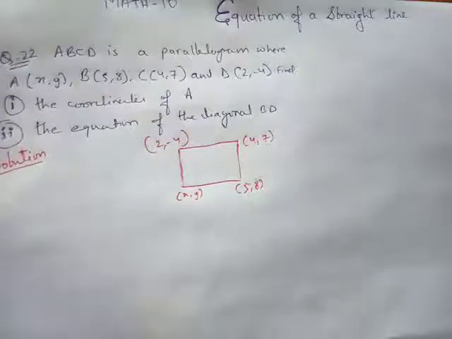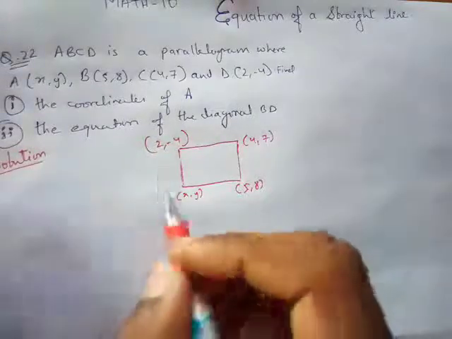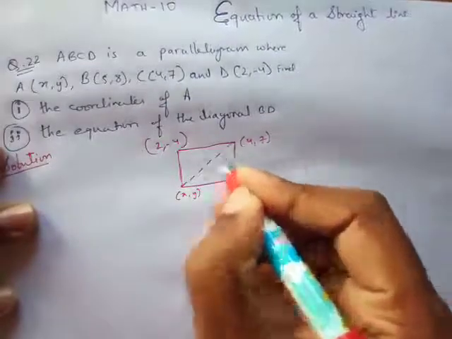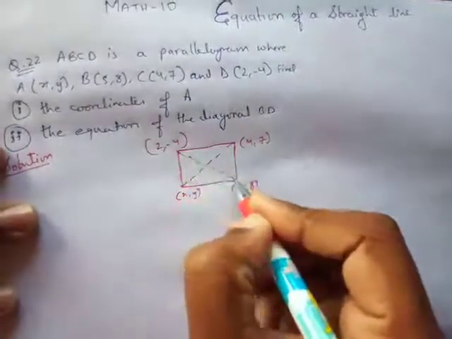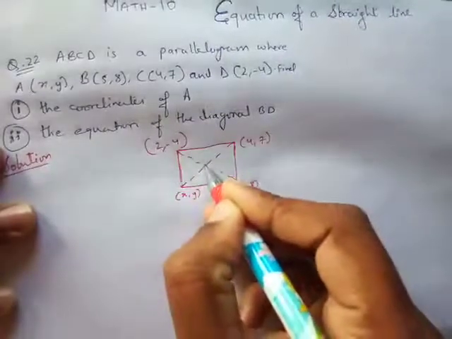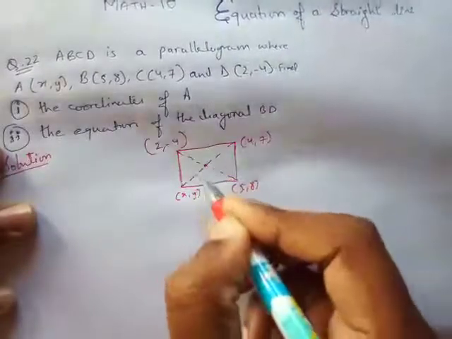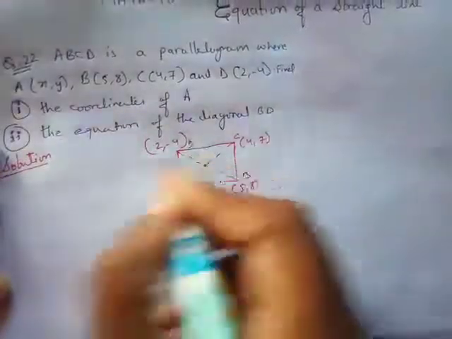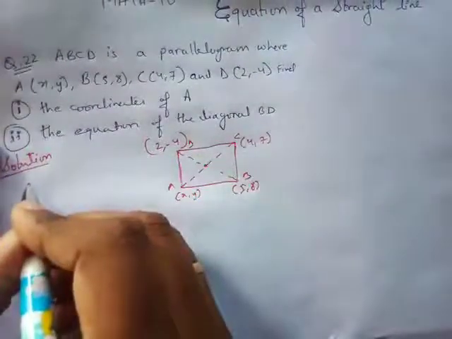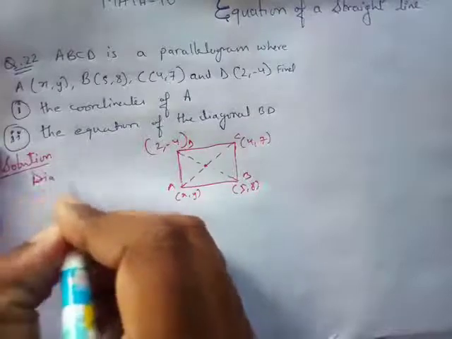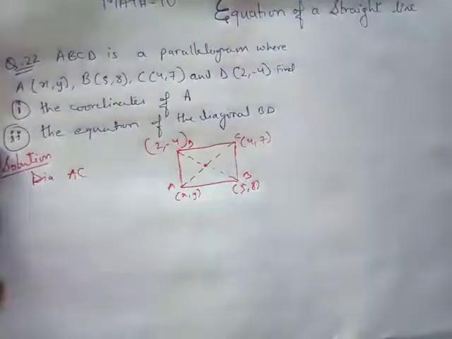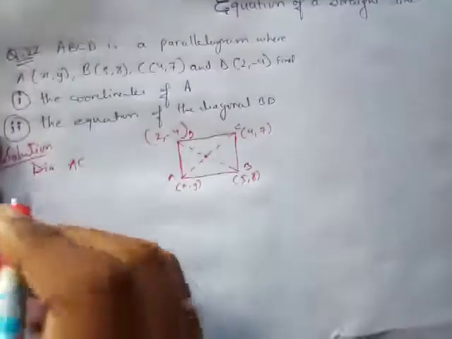So what we'll be doing is taking out the intersection of the diagonals. This is the diagonal and this is the diagonal. Wherever these two diagonals intersect, that is the midpoint of both the diagonals. So this is A, this is C, this is B, this is D. I'll take diagonal AC first. Okay, diagonal AC. So when I'm taking diagonal AC, how do I find the midpoint?